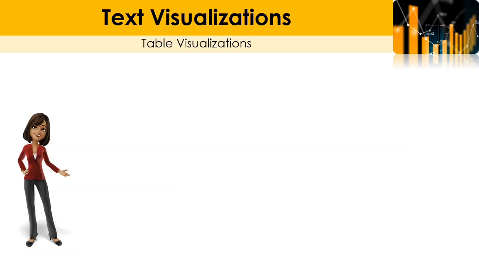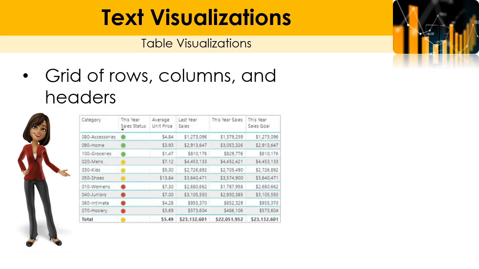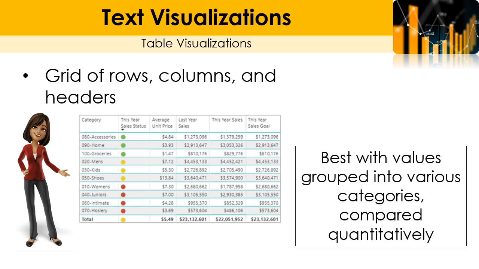Table visualizations. A table should be very familiar to most report designers. It's a grid of rows, columns, and headers which contain and organize related data. They work best in instances where values grouped into various categories need to be compared quantitatively.